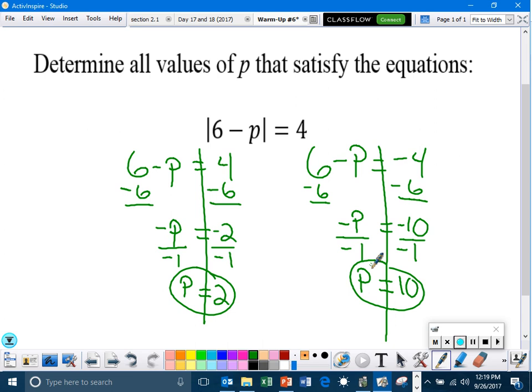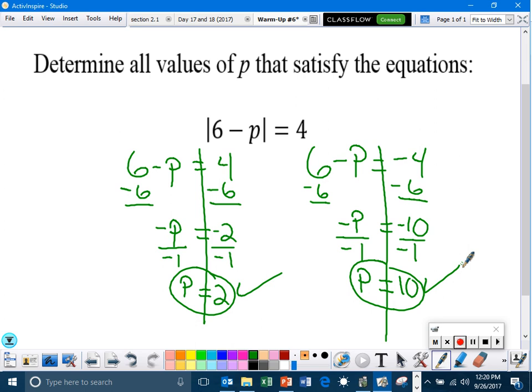One thing I forgot to mention is that you should check these. You can pretty much do that in your head, I would think. 6 minus 2 is 4, and the absolute value of 4 is 4, so that one checks. And 6 minus 10 would be negative 4, and the absolute value of negative 4 is 4, so that checks. Okay, don't forget to check because sometimes you may have extraneous solutions.